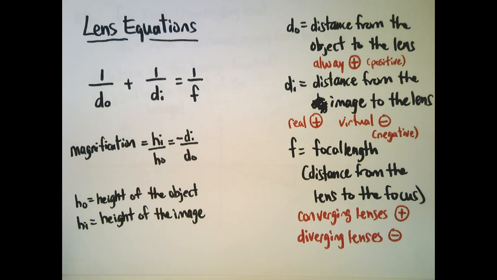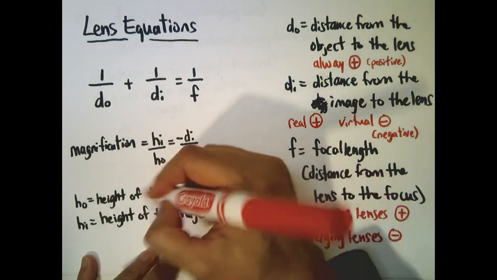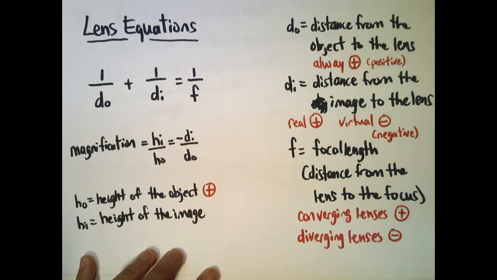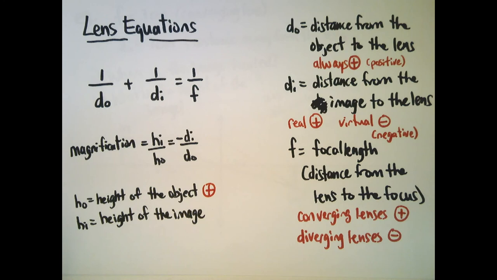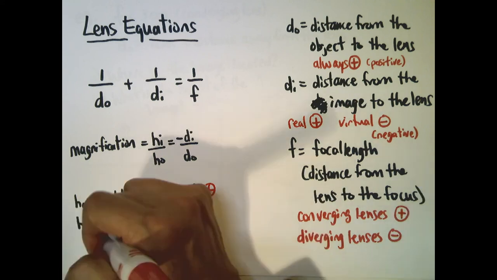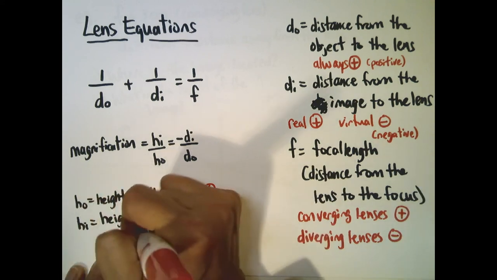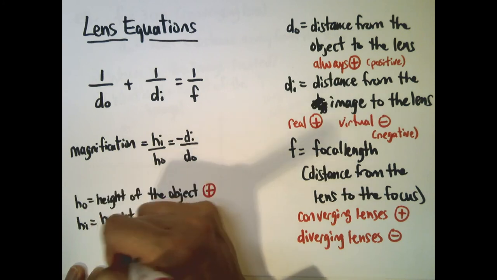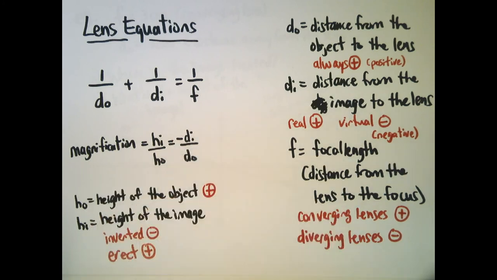Now, let's do plus and minus signs. Keep in mind that the height of the object is always positive, and we usually draw the object positive, so this here is typically positive. Then the image, for a real image, is always inverted. Inverted means that it's going to be negative. Inverted is negative, and then erect or upright will be positive. And so in this case, our candle is inverted, and so it will be negative.